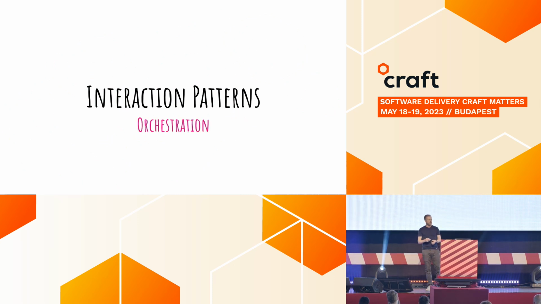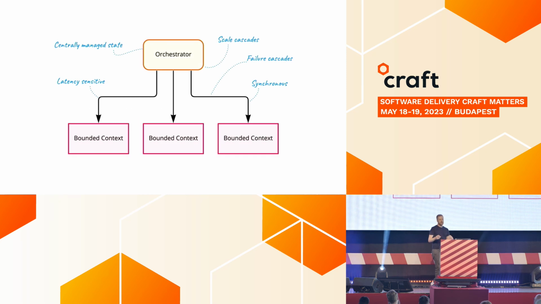So we'll start with orchestration. Orchestration is perhaps a little simpler of the two. It's conceptually one service that acts as a coordinator, a mediator, that will take requests and organize further calls to other APIs to manage a workflow throughout the life cycle of it.